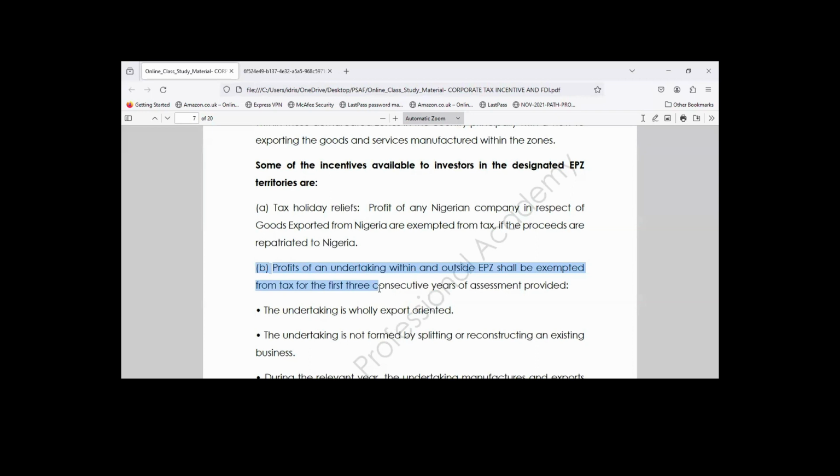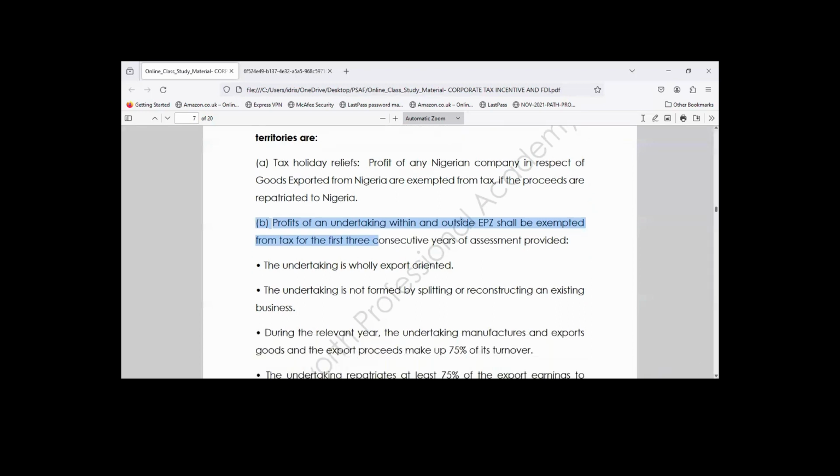Number one condition, they are a wholly export-oriented company. Number two, the undertaking is not formed by splitting or reconstructing an existing business. What this is saying is that an existing company that is not an export company cannot, in the long run, convert its operation to an export company. If a company wants to be an export company, they must establish as one at the beginning. It's not allowed. Do you understand?